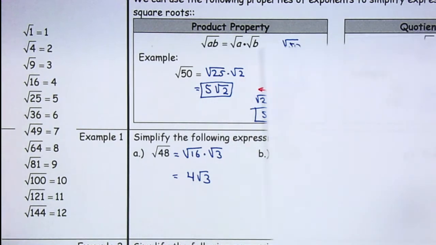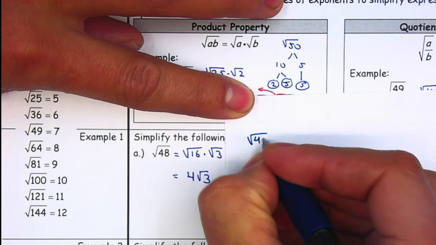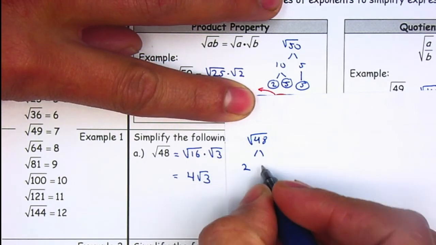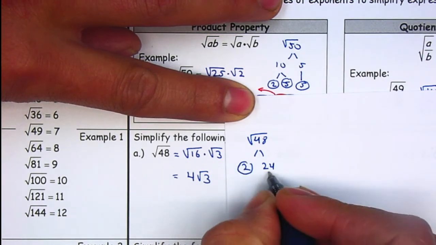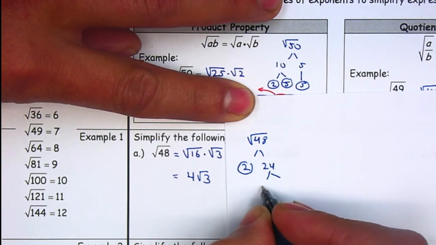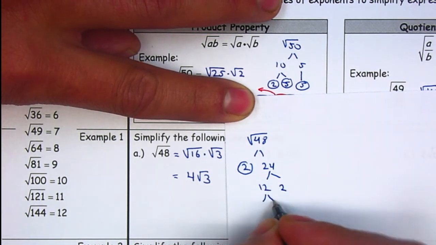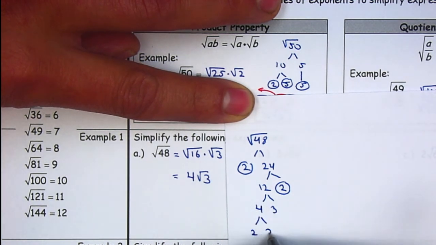If you want to simplify the other way, you can do the same process. The square root of 48, I'm going to do the factor tree. So this will be 2 times 24. 2 is a prime number, so I'm going to bring it all the way down. 24 will be 12 times 2, or 8 times 3. This is a prime number. This will be 4 times 3, and then this will be 2 times 2.